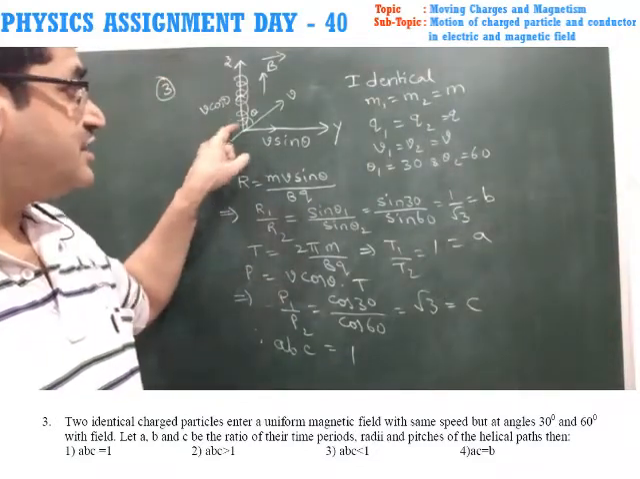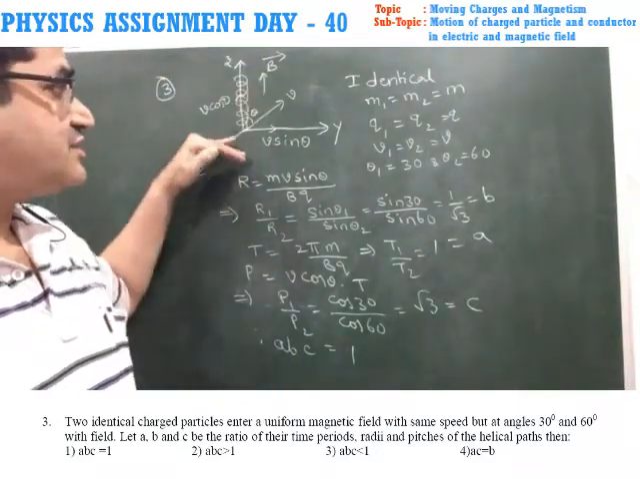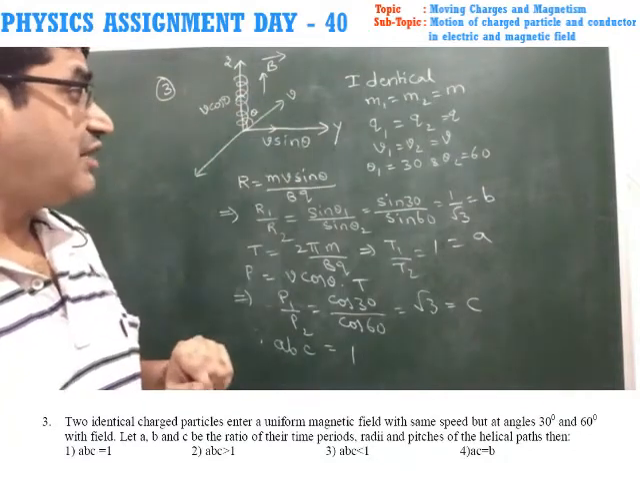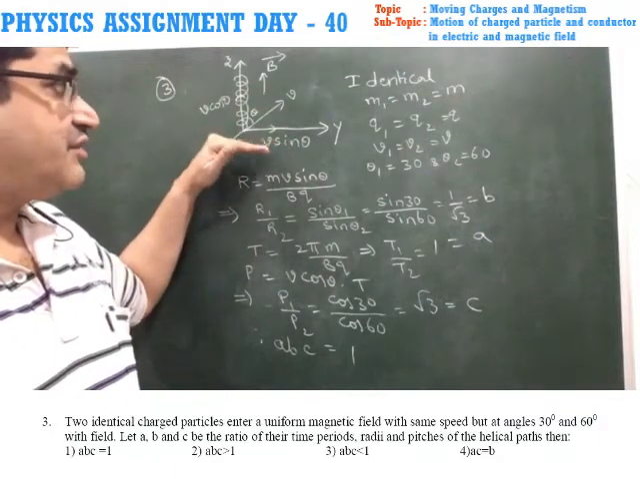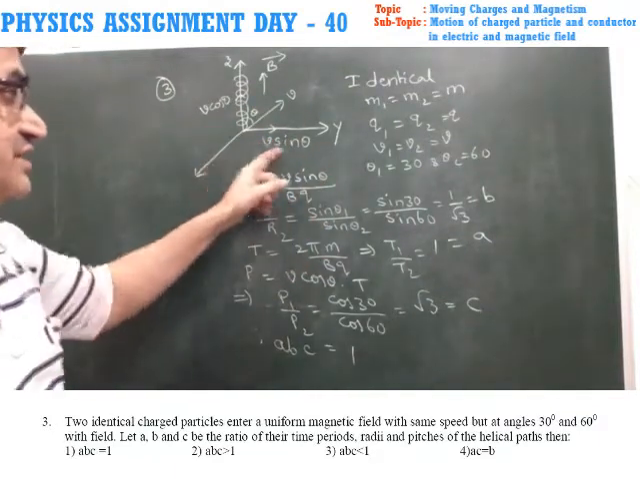So for the magnetic field along the z-axis, take the velocity making an angle theta, and along the y-axis it will be v sin theta.